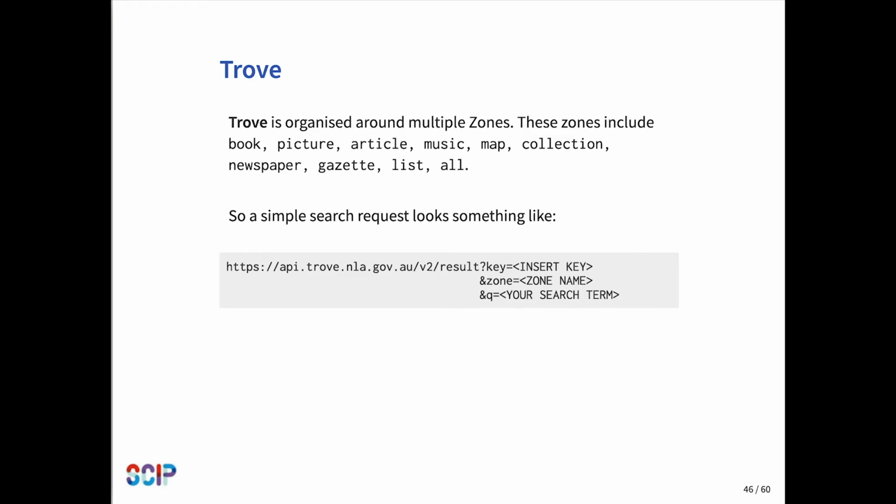So a simple search would look a little bit like this, very similar to the one that we just used for Twitter. We can see here at the end of the URL, where we have result question mark, what we need to do is insert the key that we have, our Trove key. After that, we're stipulating the particular zone we might want to look at, be it newspapers, maps, collections, and then again query Q equals the particular search term that we're interested in.